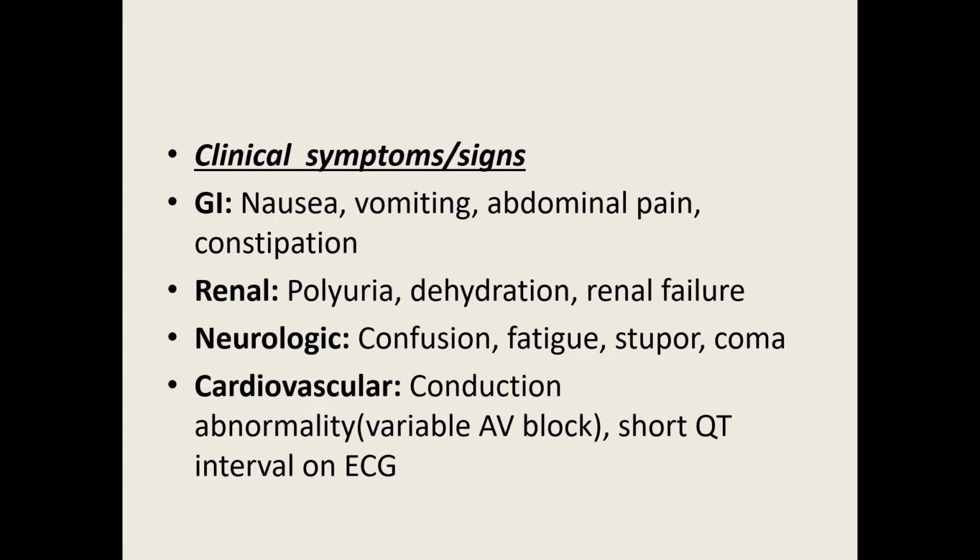Coming to signs and symptoms, in the GI system we get nausea, vomiting, abdominal pain, and constipation. In renal, there is polyuria and dehydration, leading to renal failure. In neurologic, there is confusion to coma. In cardiovascular, we typically get a short QT interval in the ECG, and there are variable AV blocks.